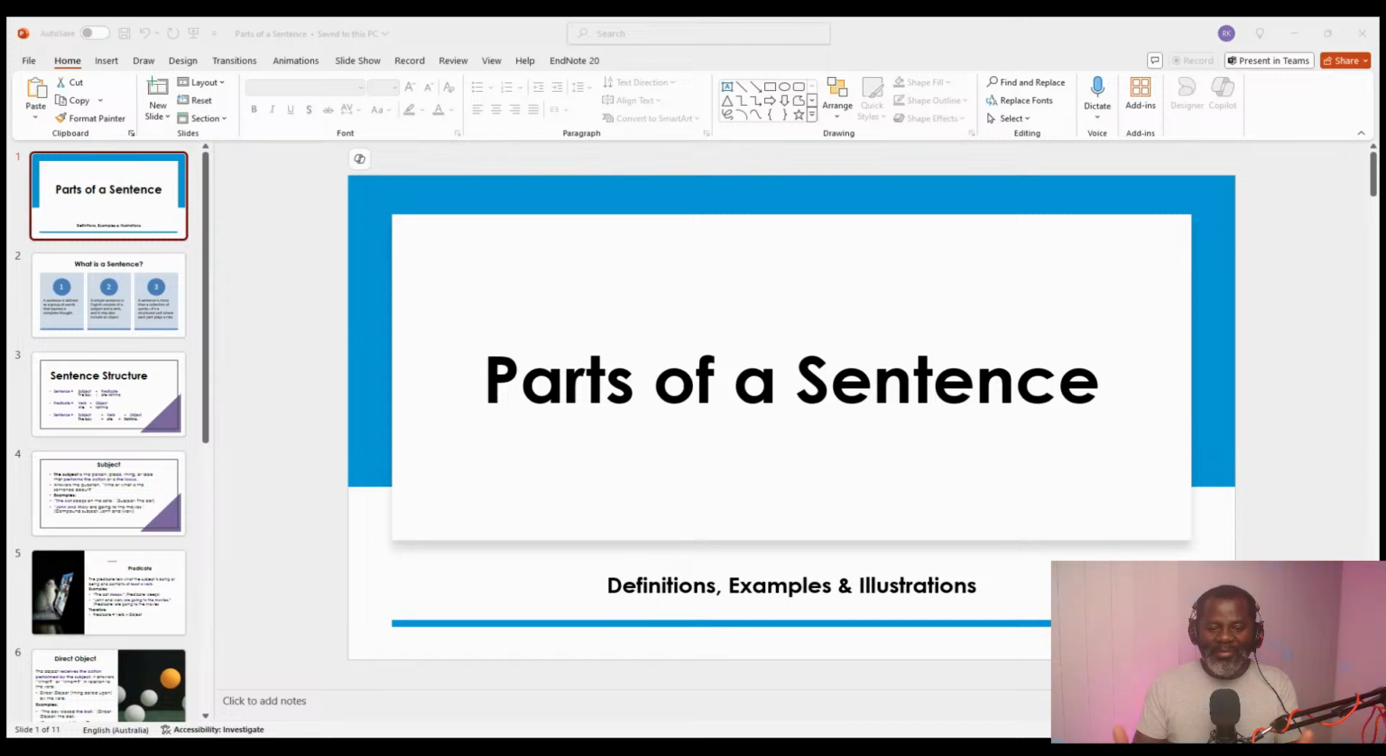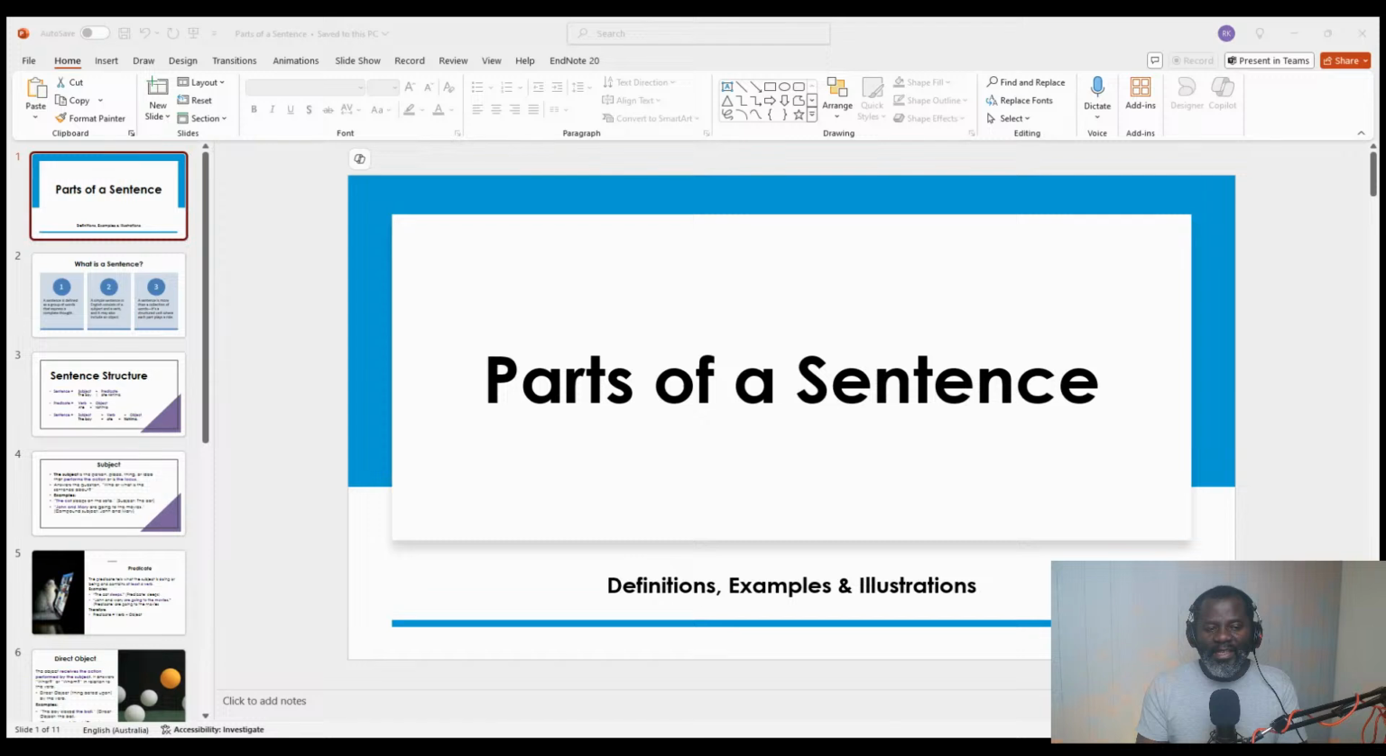And the predicate could be a verb and other things, or a verb alone. That's it about the structure of a sentence. And this is just the basic structure. We're going to go into the details.